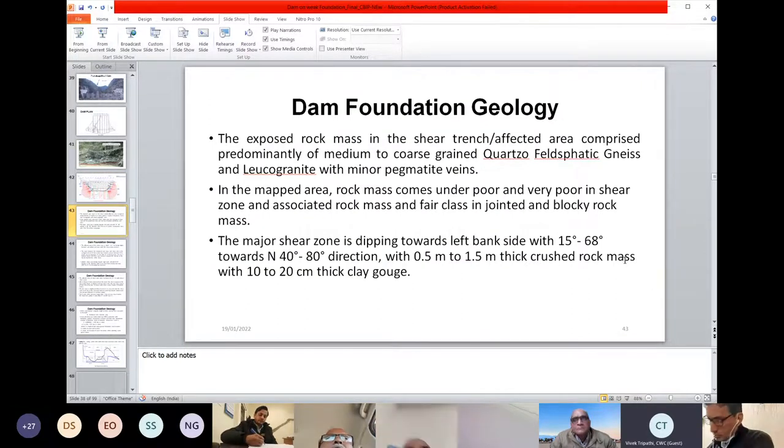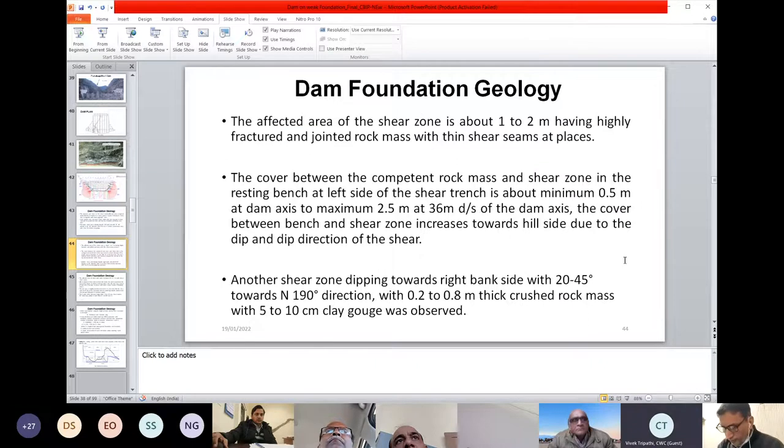So the exposed rock mass in the shear affected area is predominantly medium coarse grained quartz feldspathic gneiss and leucogranite with minor pegmatite veins. Then the major shear zone is dipping towards the left bank side, 50 degree to 68 degree towards north 40 to 80 direction, and there was a 1.5 meter thick crushed rock mass with 10 to 20 centimeter thick clay gouge. And this clay gouge was scooped out up to the rock level.